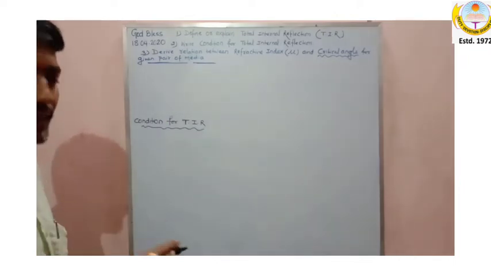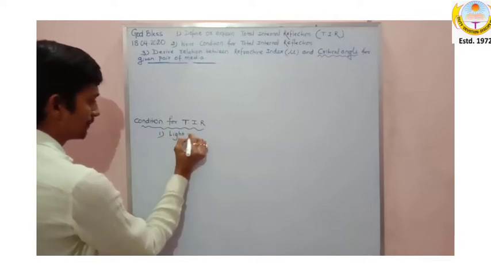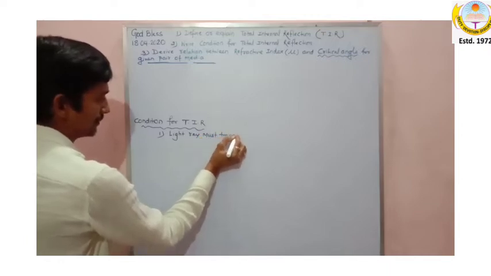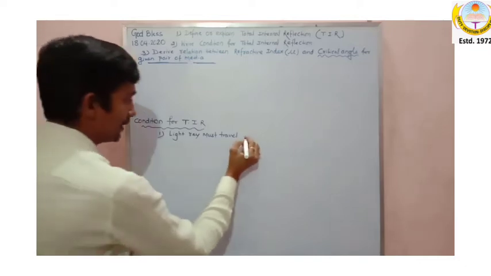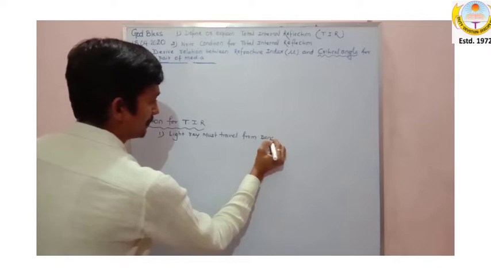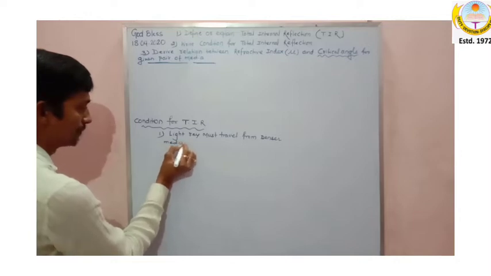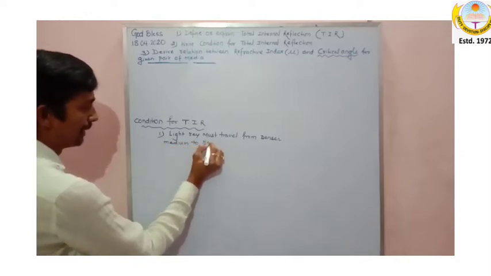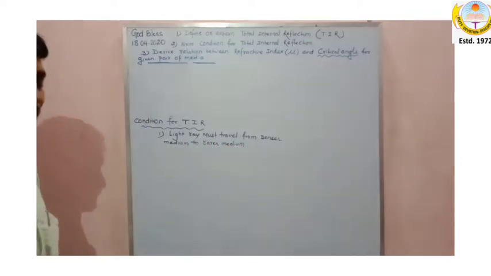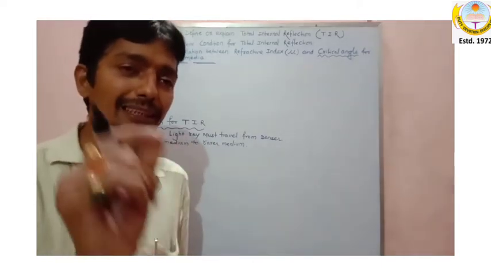And what is the condition? The first condition is that the light ray must travel from denser medium to rarer medium. This is the first condition, my dear.